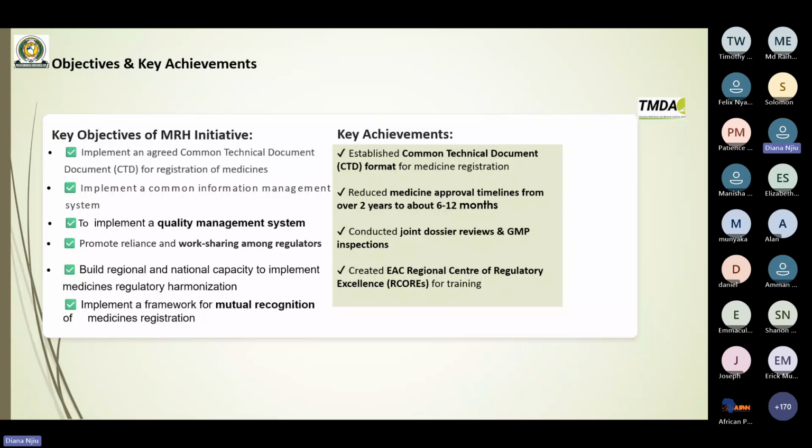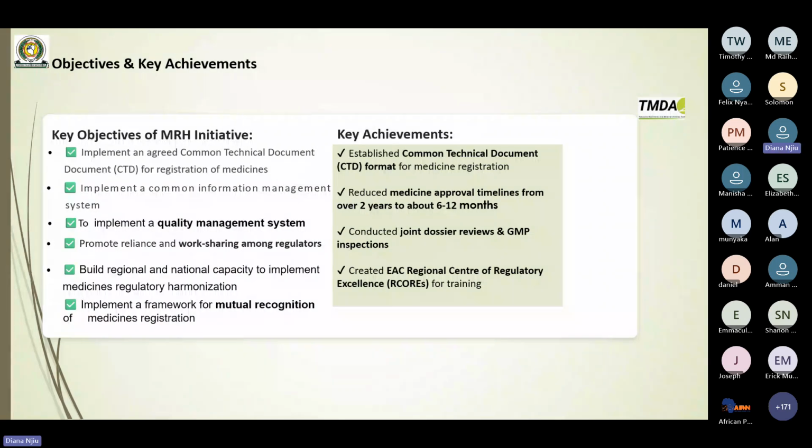And also, the pathway managed to reduce the medicine approval timelines from over 2 years to about 6 to 12 months. They also managed to conduct joint dossier reviews and GMP inspections as a joint program. In this case, it removes duplication and saves time. And it also created EAC regional centers of regulatory excellence. So it means some of the partner states have become centers of excellence for training others and providing capacity building to other members.